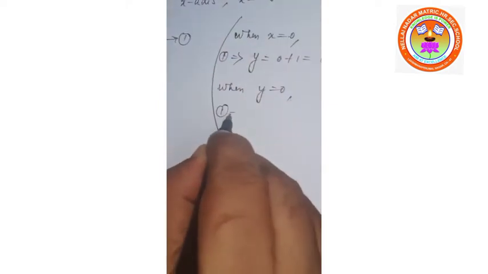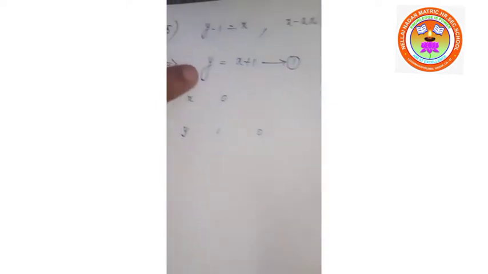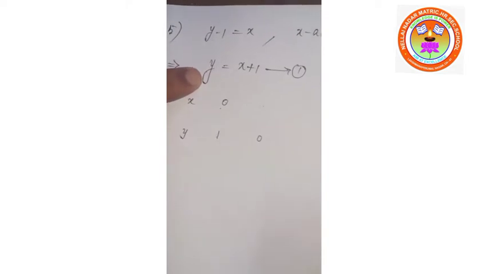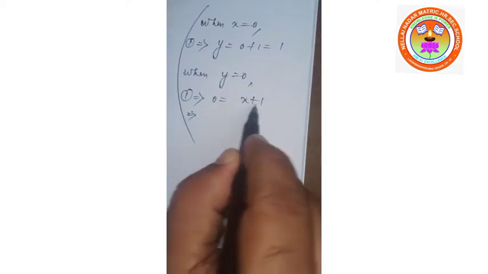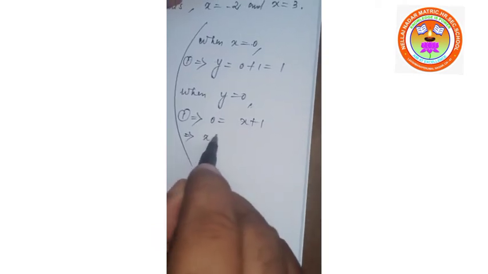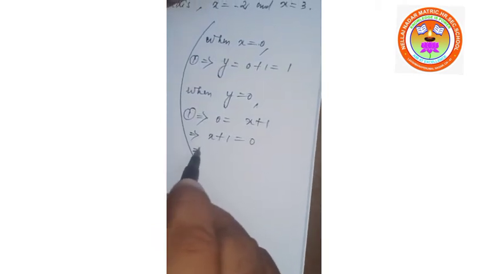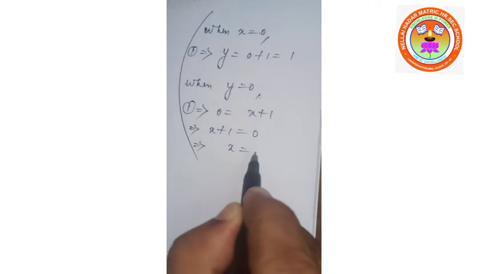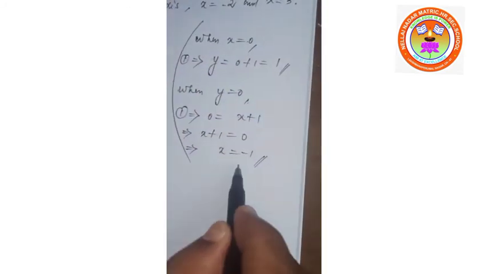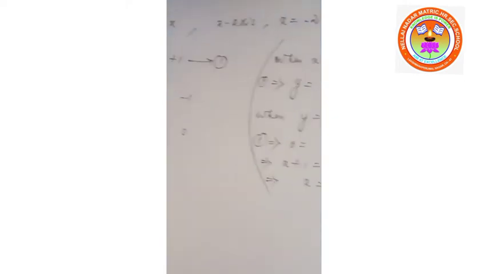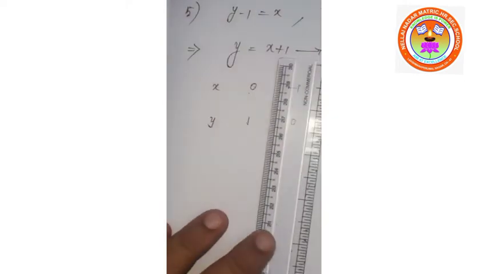In the same equation number 1, replace y by 0: 0 equals x plus 1, which implies, interchanging LHS and RHS, x plus 1 equals 0. Therefore x equals, plus 1 comes to the right hand side, minus 1. So x value is minus 1. Now we can construct a straight line.